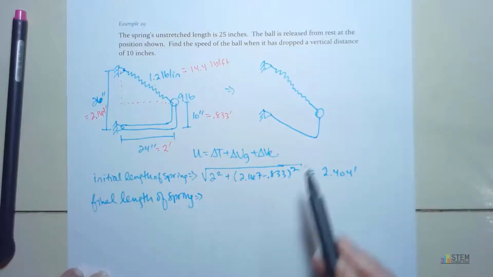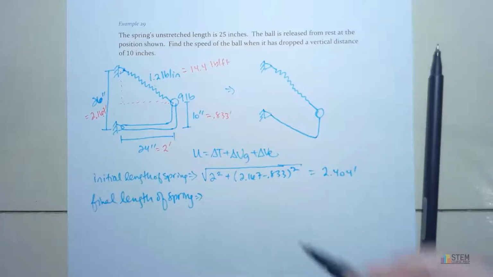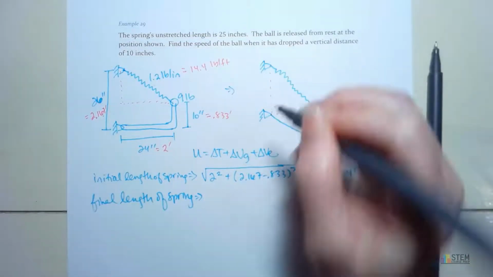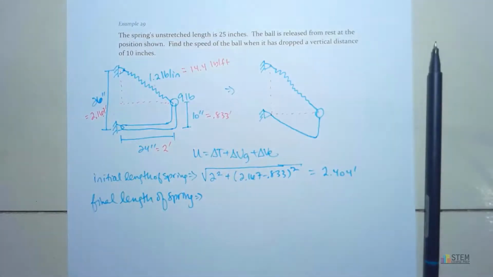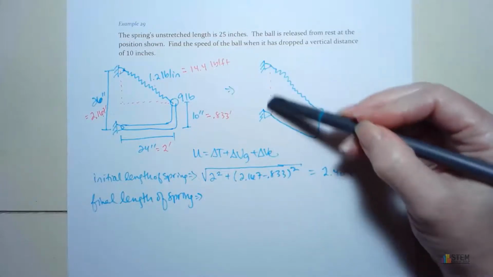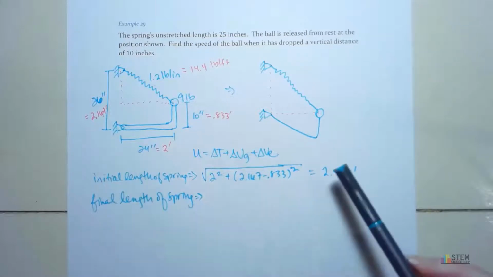So our final length of the spring is right here. So if I can find this distance and that distance, I can find that length, right? Well, this length right here is easy. That's given in the problem. That's 2.167.